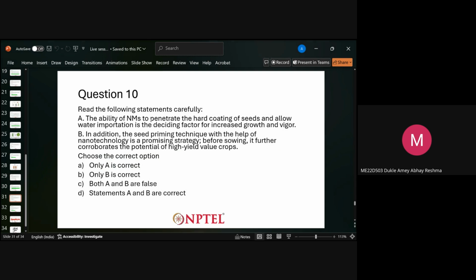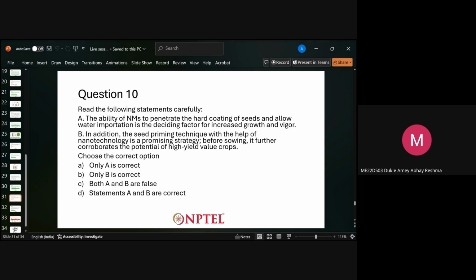So last question here. Read the following statements carefully. The ability of nanomaterials to penetrate the hard coating of seeds and allow water incorporation is the deciding factor for increased growth and vigor. In addition to seed priming technique, with the help of nanotechnology, is a promising strategy before sowing. It further corroborates the potential of high yield value crops.